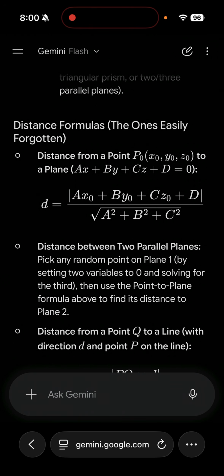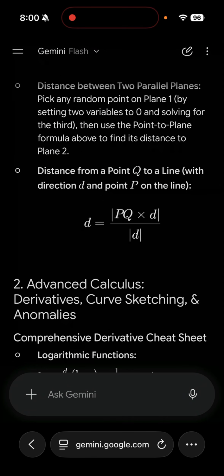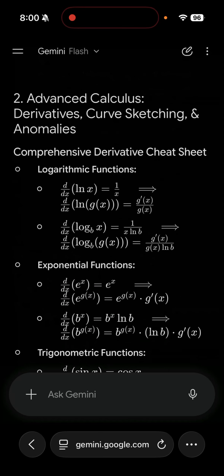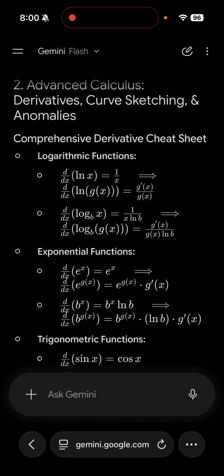We already have the distance formula, but for the distance between 2 parallel planes, pick any random point on plane 1 by setting 2 variables to 0 and solving for the 3rd. Then use the point to plane formula above to find its distance to plane 2. Distance from a point Q to a line with direction D and point P on the line: you already have that equation.